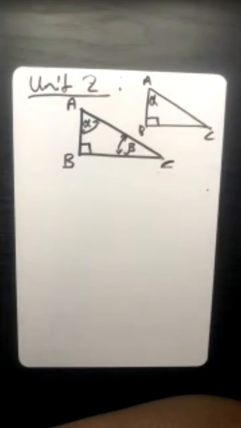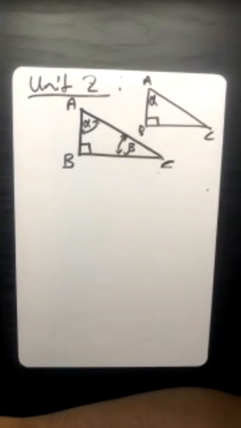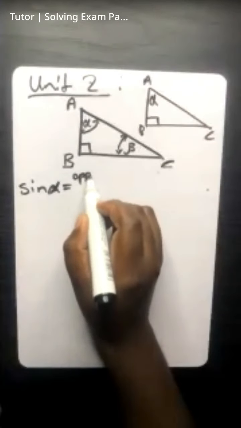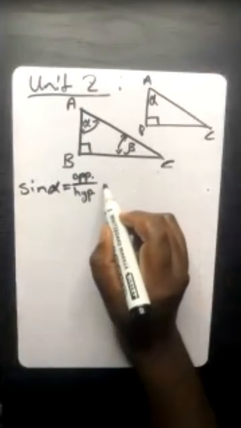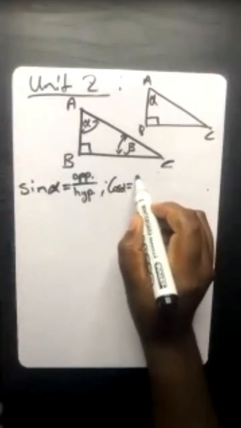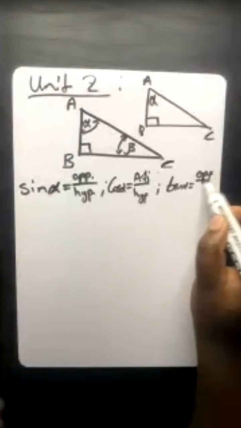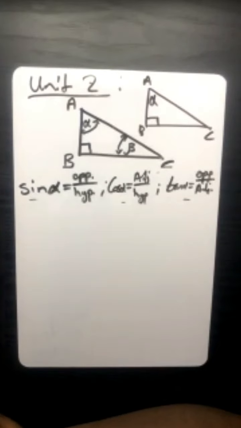I'm not sure if you guys are aware of what we call the reciprocals of those three trigonometric ratios. What we have just explained: sine angle is equal to opposite over hypotenuse, cos angle is adjacent over hypotenuse, and tan angle is equal to opposite over adjacent. Let's call them the three main trigonometric ratios. Did you get that, guys?